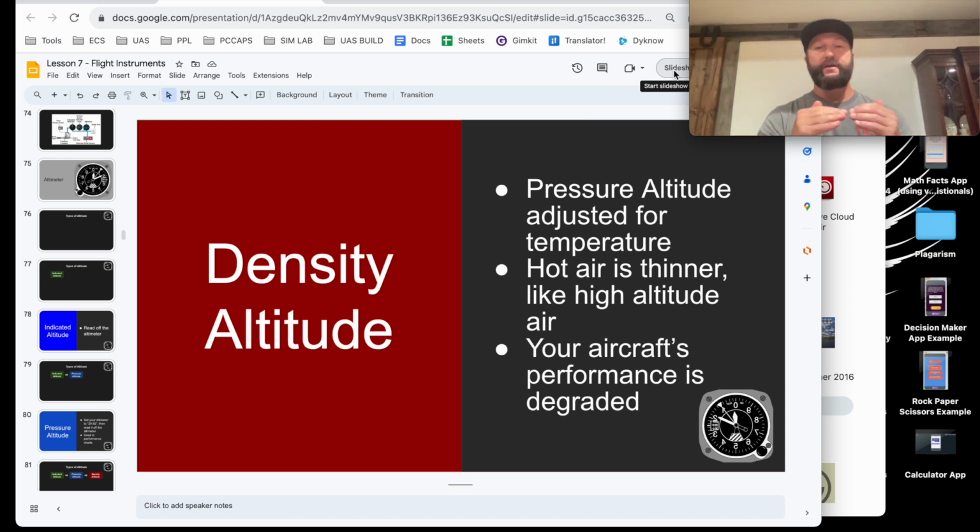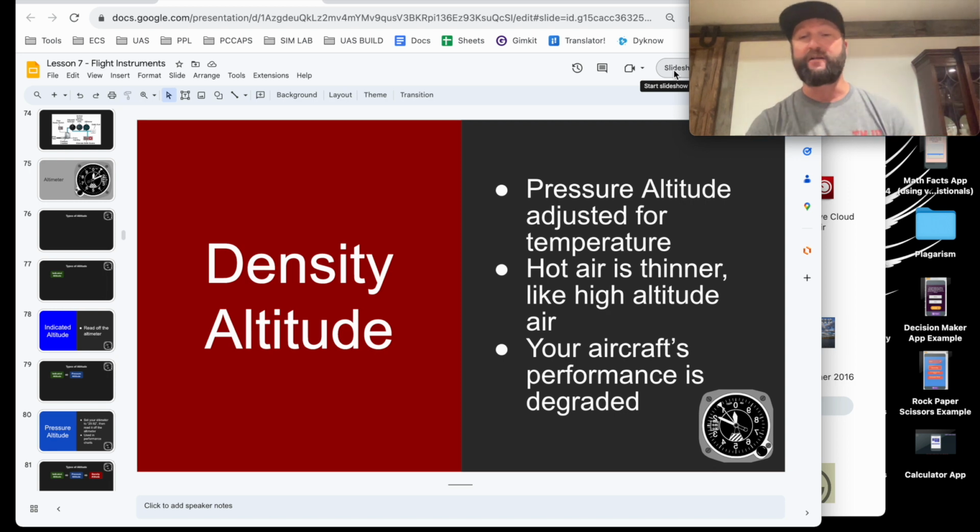And as we learned last lesson, as you go up in the atmosphere, the air gets thinner. But also, as you heat air, it gets thinner. So I could be at one airport altitude. Let's say I'm at an airport of 6,000 feet, but on a hot day, the air could be so hot that the air is like the air at 9,000 feet. So therefore, my airplane's performance is degraded. I don't get as much horsepower. I don't get as much lift on my wings and those kinds of things.